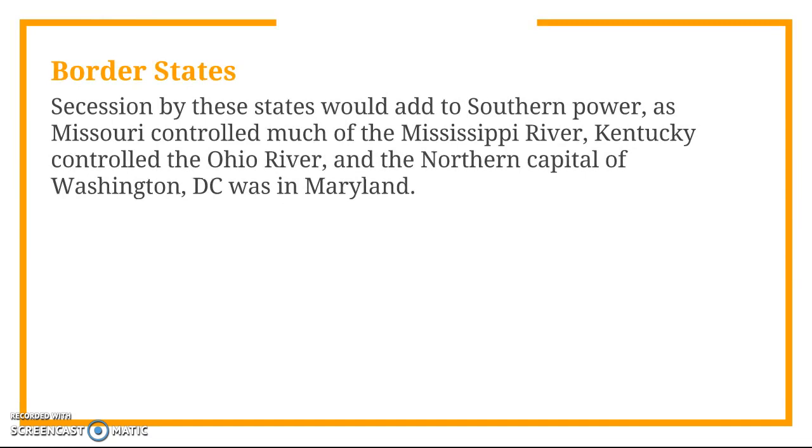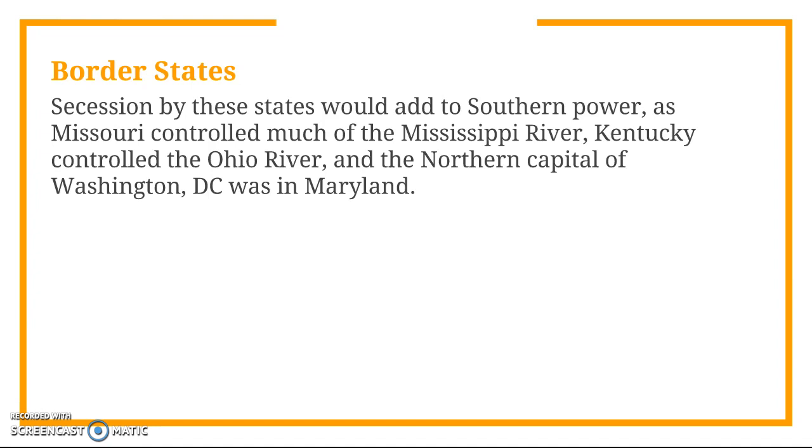Now, as I just mentioned, secession by these 4 border states would add to Southern power, in addition to the fact that it would mean more land and more people who were part of the Confederate States of America. These states were also important because Missouri controlled much of the Mississippi River, which, as you all know, is the largest river in the United States and a major waterway that can transport both men and materials in fighting a war. Kentucky controlled the Ohio River, another very important waterway, and the northern capital of Washington, D.C.